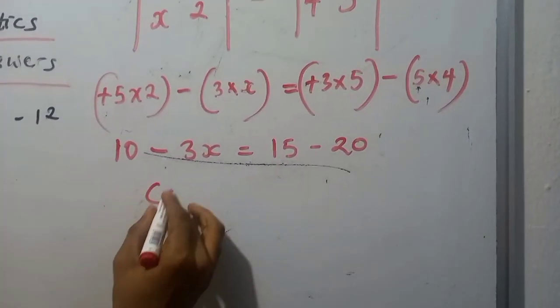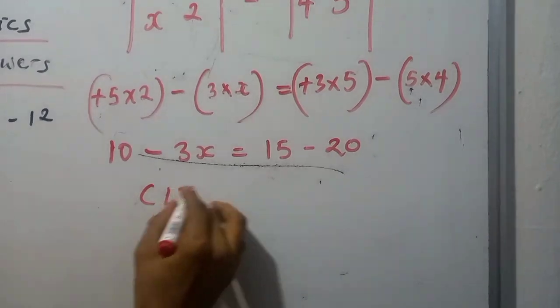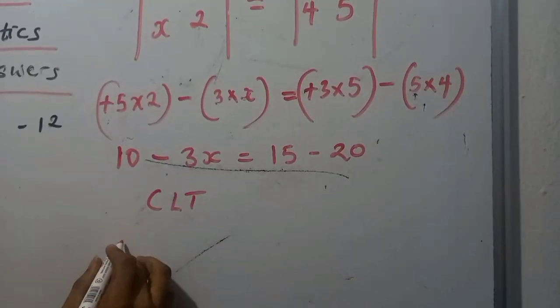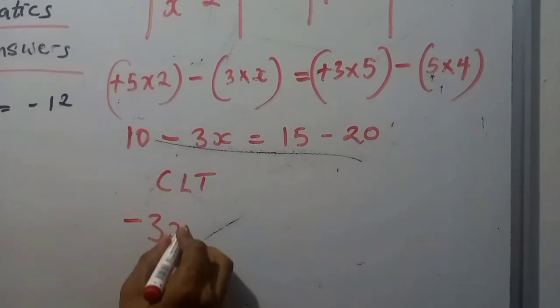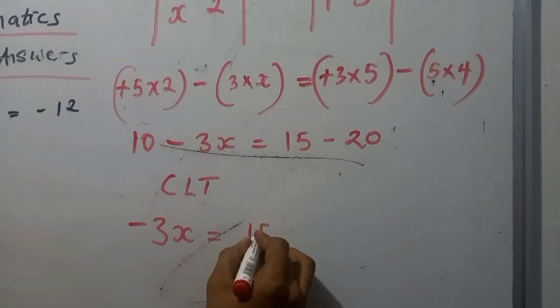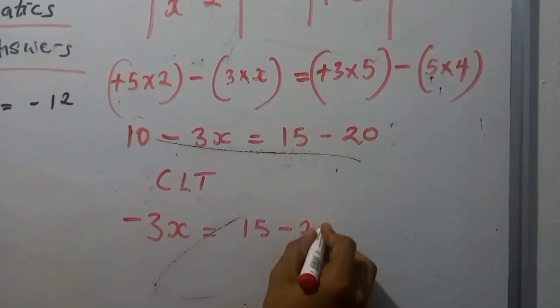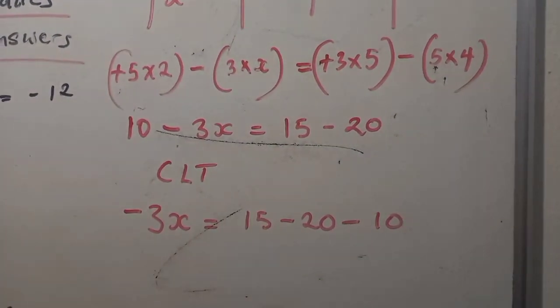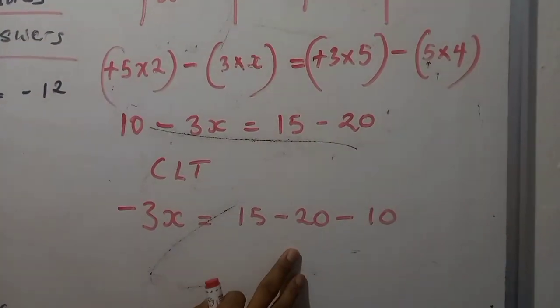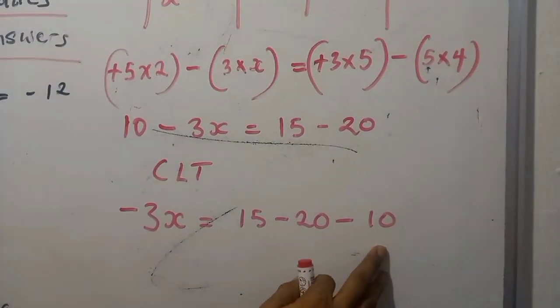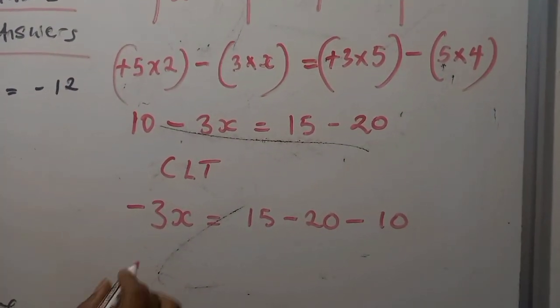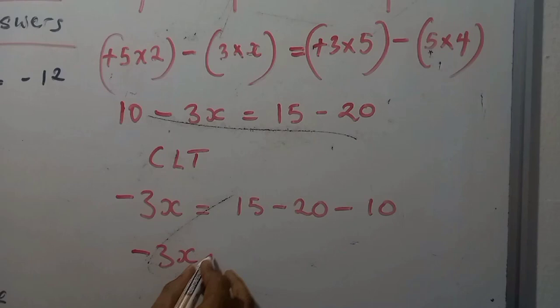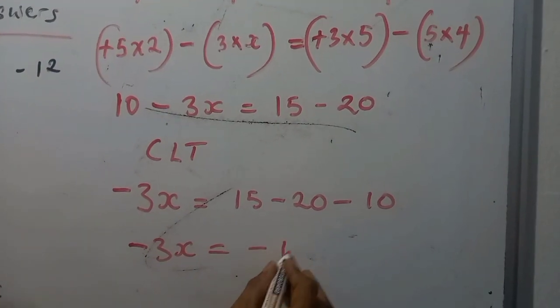Collect like terms. That means minus 3x equals to 15 minus 20 minus 10. Being that 15 minus 20 is minus 5, minus 5 minus 10 is minus 15. So minus 3x equals to minus 15.